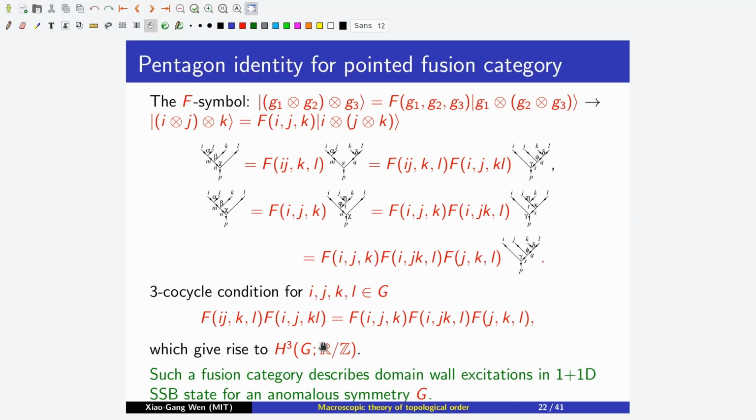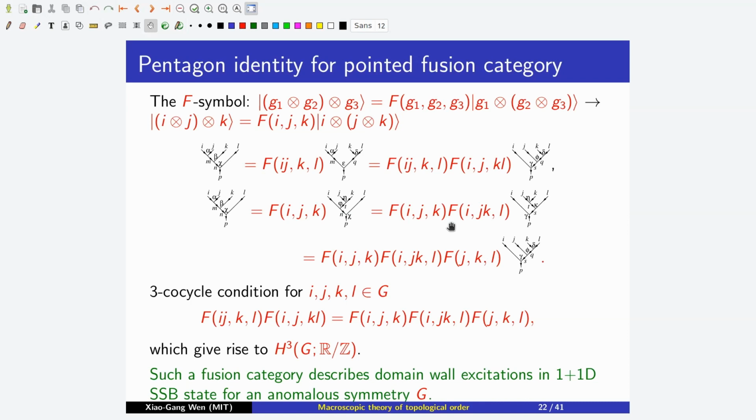So then it's easy for us to believe. I think there's a paper on this: if a symmetry is anomalous, an anomalous symmetry can be spontaneously broken. Then the fusion of domain walls for this anomalous symmetry will be described by this fusion category, just like that. So therefore, this is the mystery here: when the symmetry is anomalous, anomalous is a feature of the symmetry.